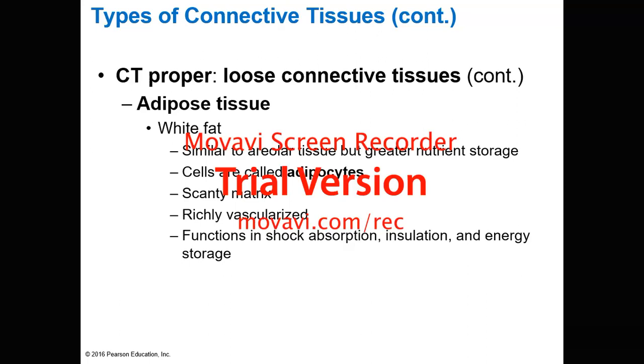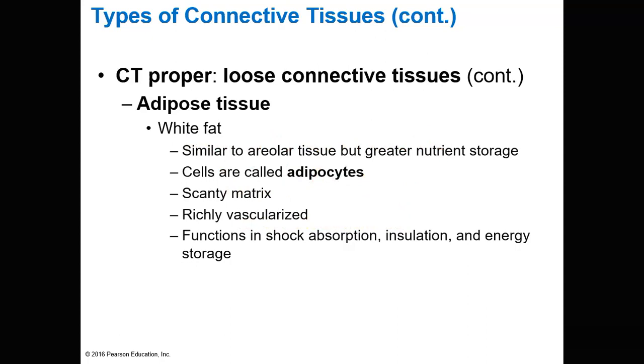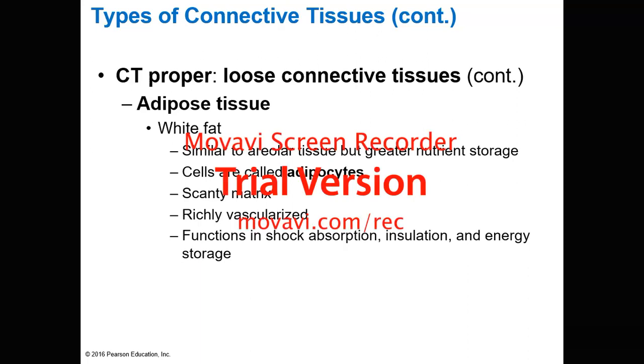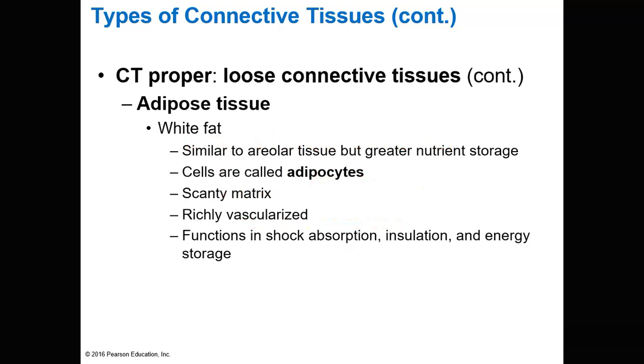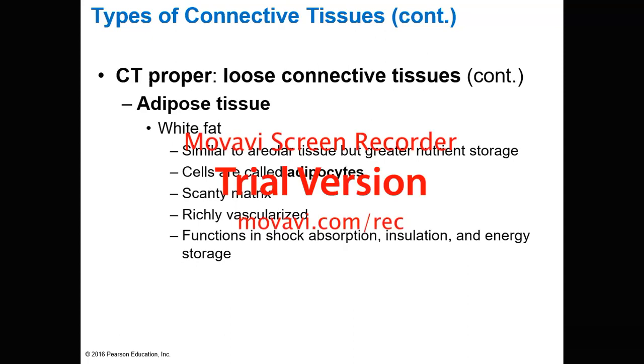All right, so another example of loose connective tissue proper is adipose tissue. So that's just fat. And when you see the slide of fat, they're real easy to remember. When you see it, you understand, because there's really a lot of space with just vesicles with just fat droplets in it, and you'll see when you see it. All right, but similar to areolar tissue, but greater nutrient storage. The cells are called adipocytes. Scanty matrix. It is richly vascularized and functions in shock absorption, insulation, and energy storage.